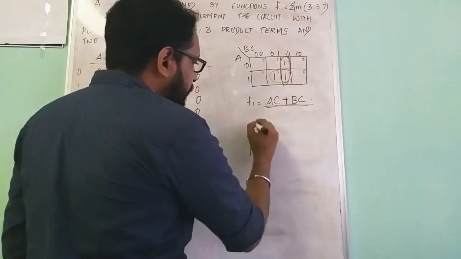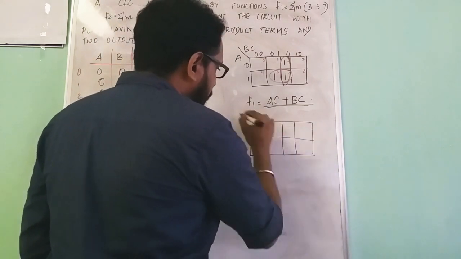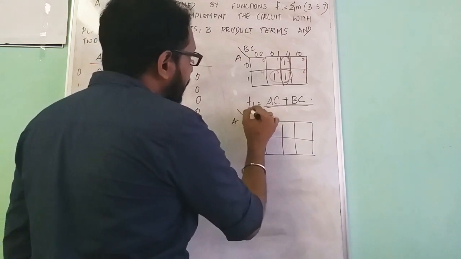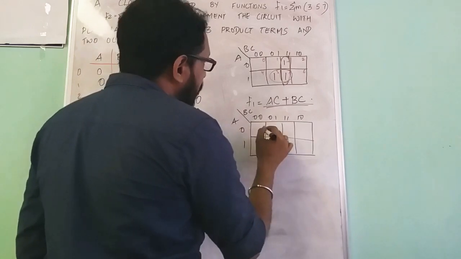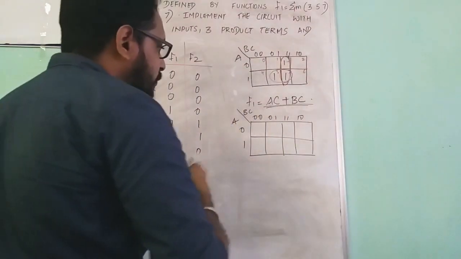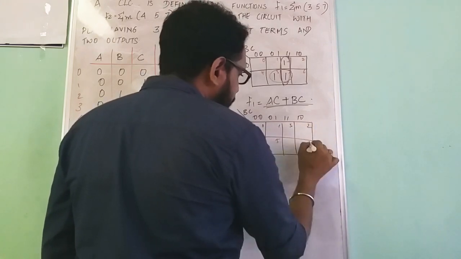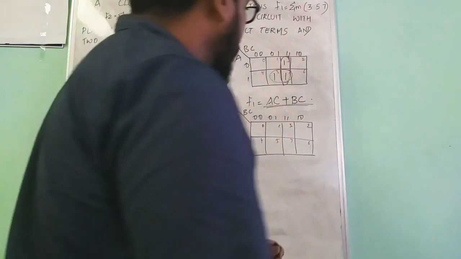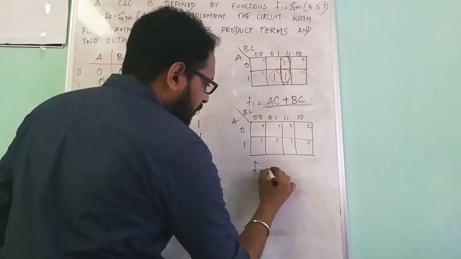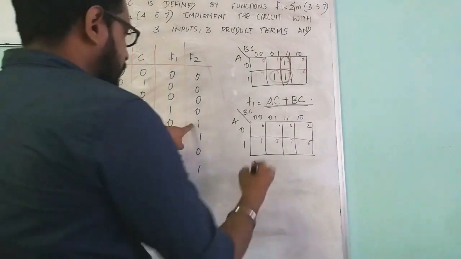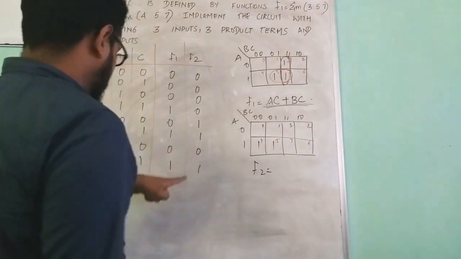And the next step, finding a value for A, B, C: 0, 0, 0, 1, 1, 1, 1, 0, 0, 1. So, giving the values 0, 1, 2, 3, 4, 5, 6, 7. Okay. And how can we plot the terms? For F2, right? So, we write here F2. F2 is equal to, this is 4, 1 value, then 5, 1, and 7.